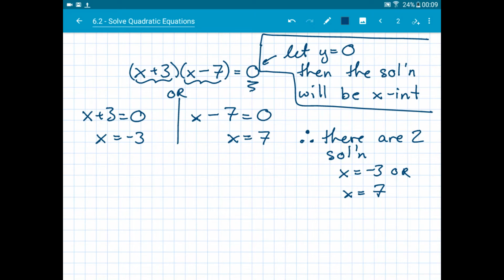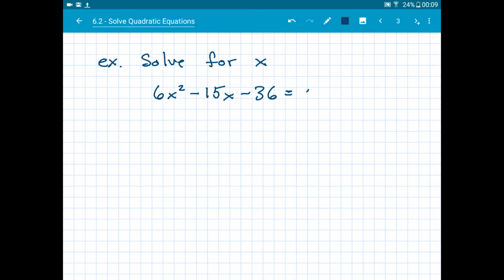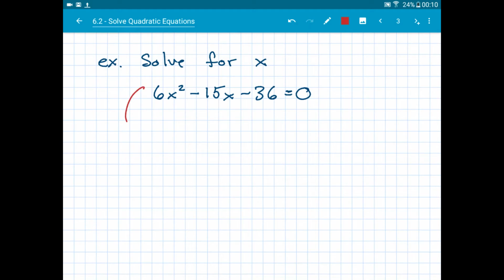Okay, so now if we had something that wasn't written in such a convenient form, this was only easy because it was written like this. If we had something that instead was written like this, so let's do another example. Solve for x. So if we have 6x squared minus 15x minus 36, and that's equal to 0. Well, now we don't have numbers just multiplying each other, and so in order to accomplish this, we have to put it in a form where numbers are just multiplying each other. So how do we do that? We factor.